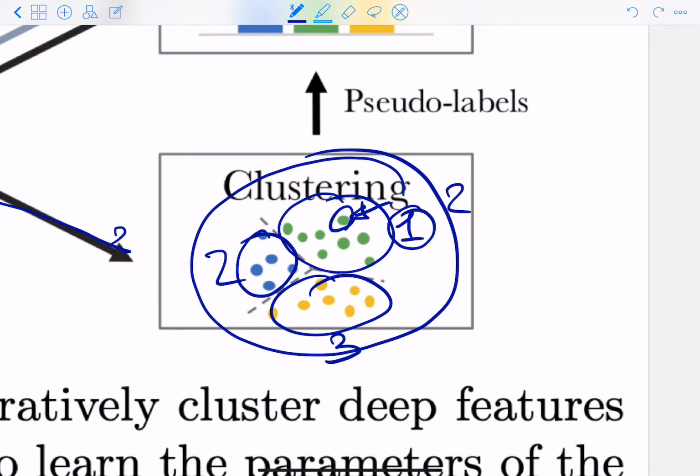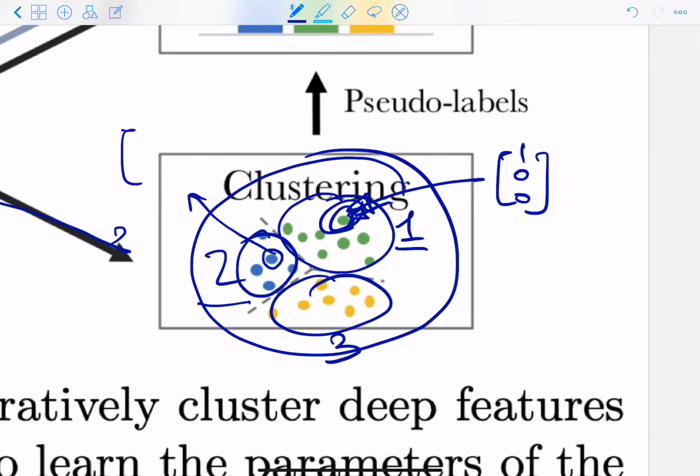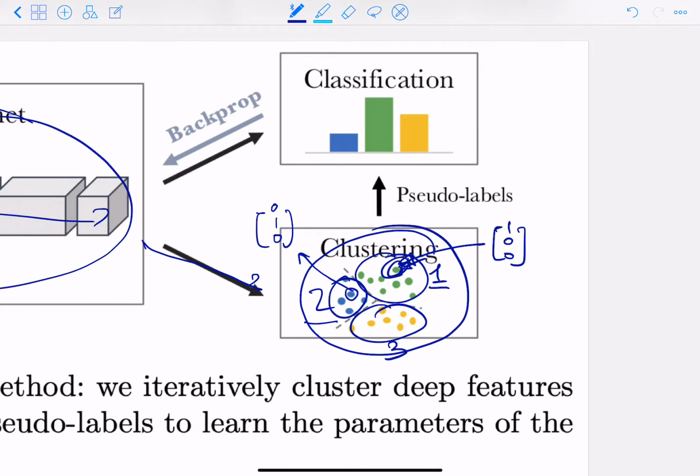Okay, so here let's suppose we obtained this label. And then we assign this as a pseudo label, 100, 010, and so on. Using them as a ground truth label, we apply just a simple softmax vector.